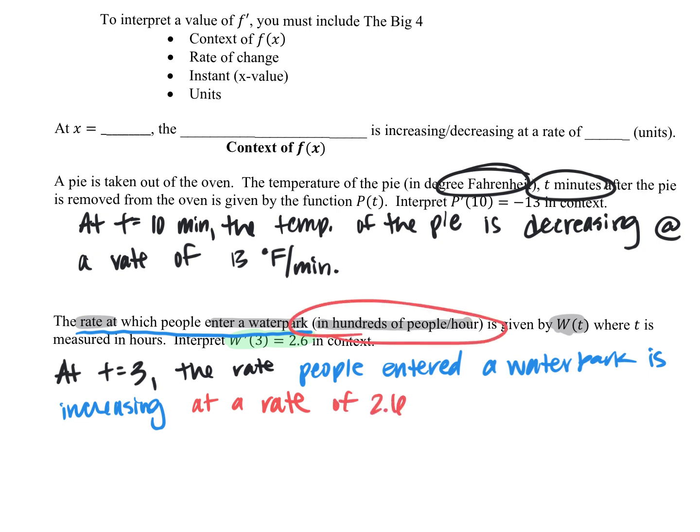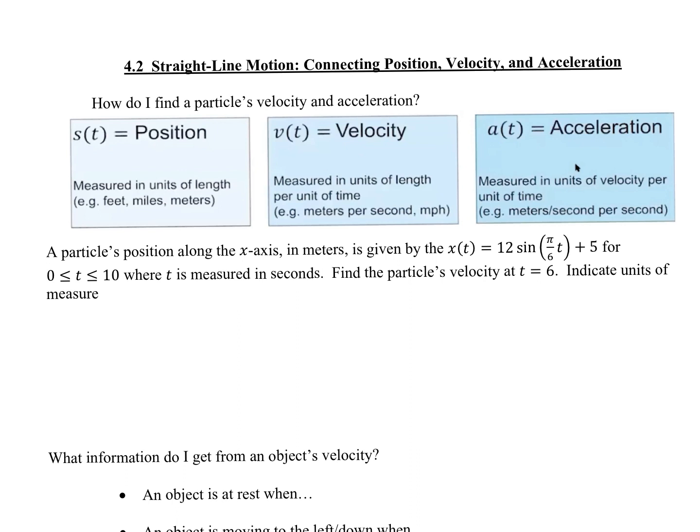2.6. Now let's think about our units. We're talking about the rate of this rate. Hundreds of people per hour, or per hour squared. Very good, you guys. That is really hard. Hundreds of people per hour squared. That is really hard. If you're like, what are you talking about? Don't fret about it. I just wanted to expose you to it once. Here's what I want you to take of 4.2. We're just going to get started on 4.2.